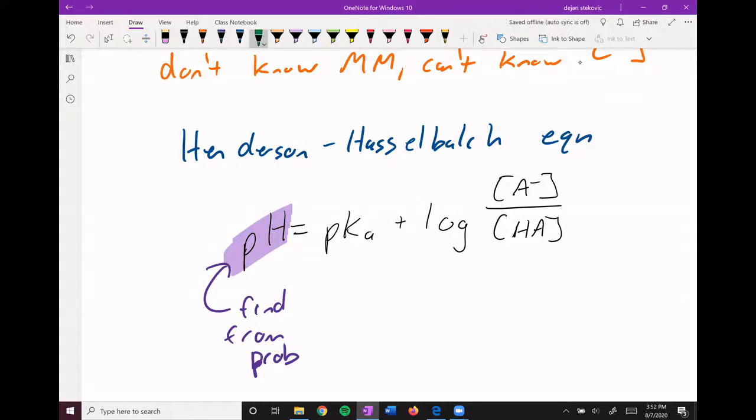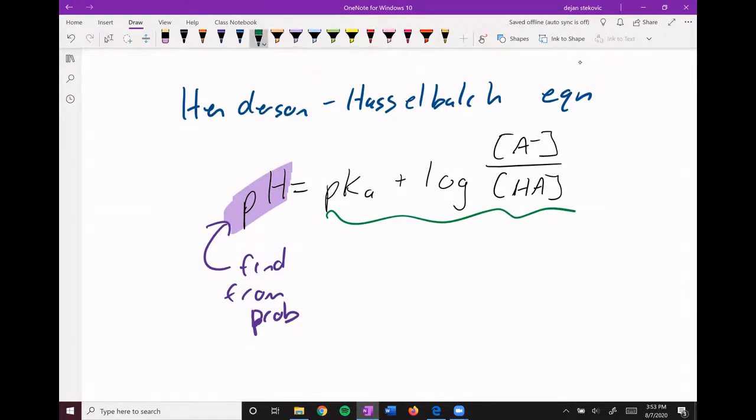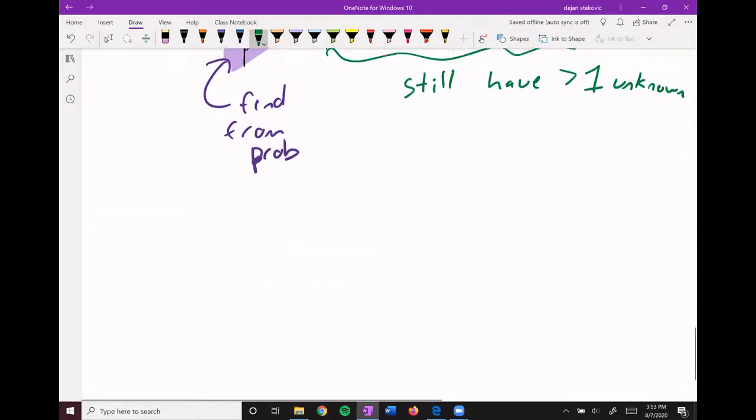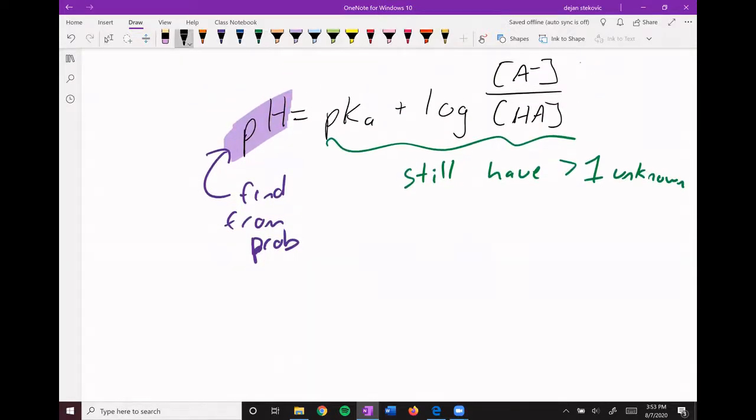But that's not enough, right? We still have a number of variables here that we don't know. We don't know the pKa, we don't know the concentration of A minus, and we don't know the concentration of HA. So we still have more than one unknown. And so how are we going to solve this? So we're going to do a little trick.